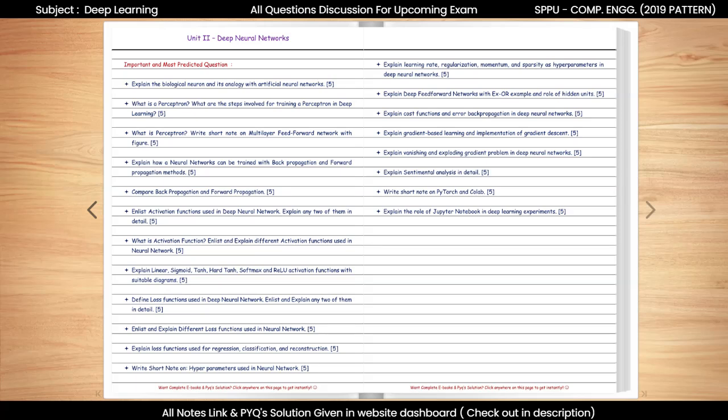With this, students, we complete Unit 2. And if you revise these concepts with focus and confidence, you are fully prepared to score excellent marks and truly understand deep neural networks.